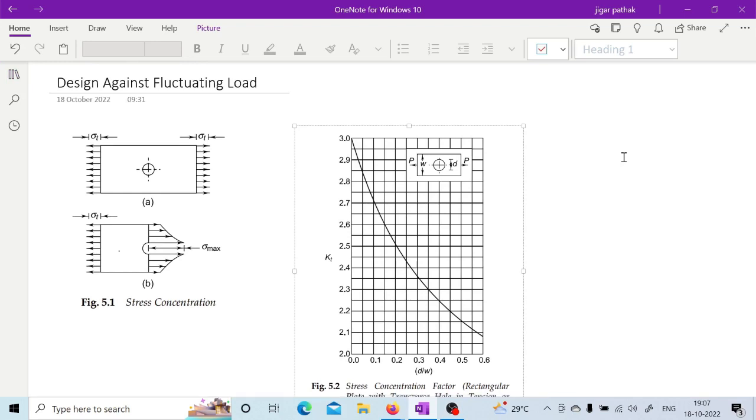Last time we discussed design against static load, right? So today we'll start with design against fluctuating load, right?